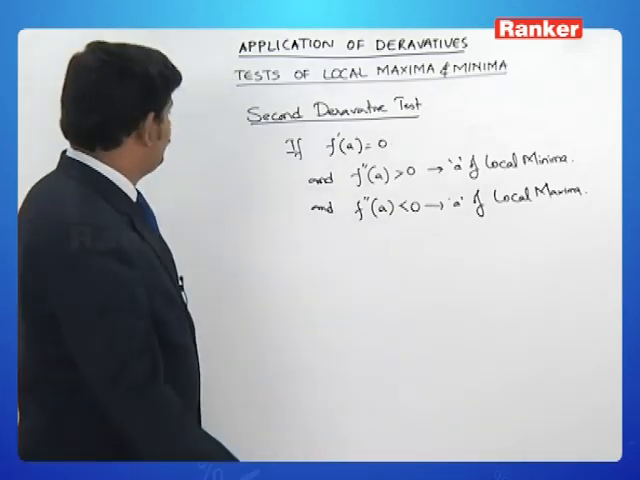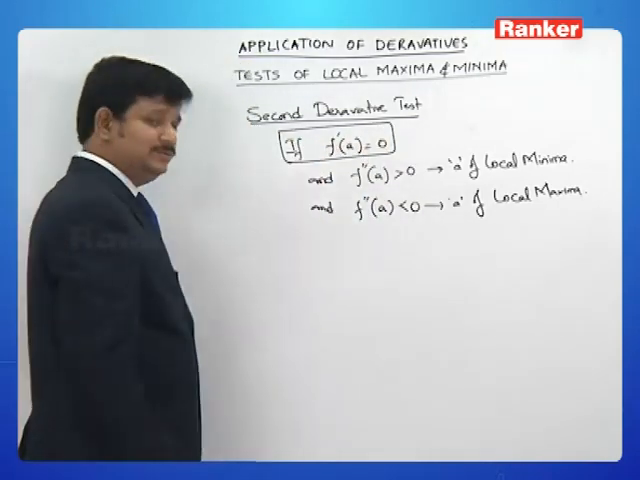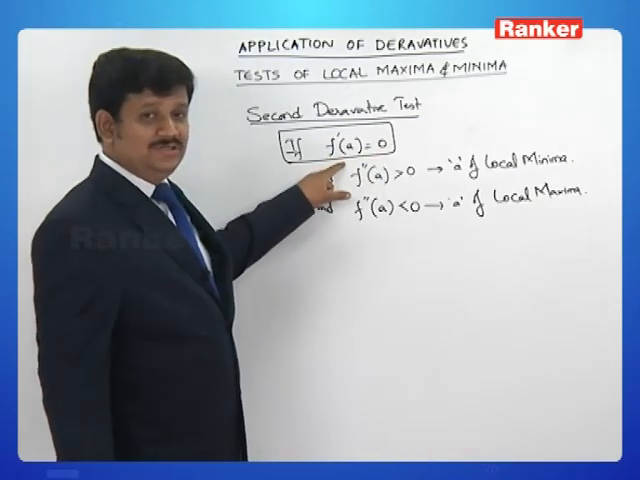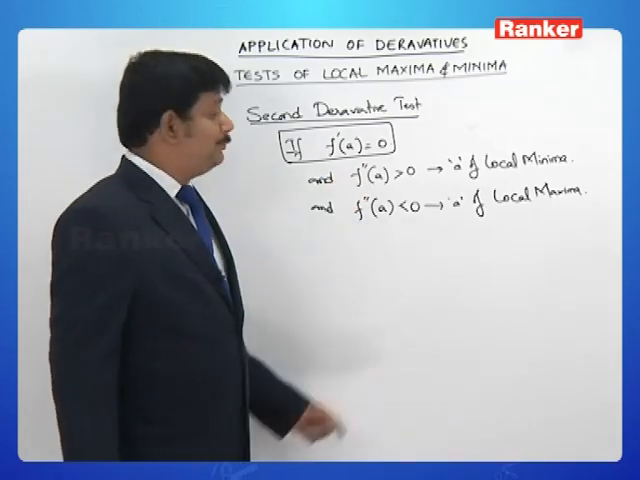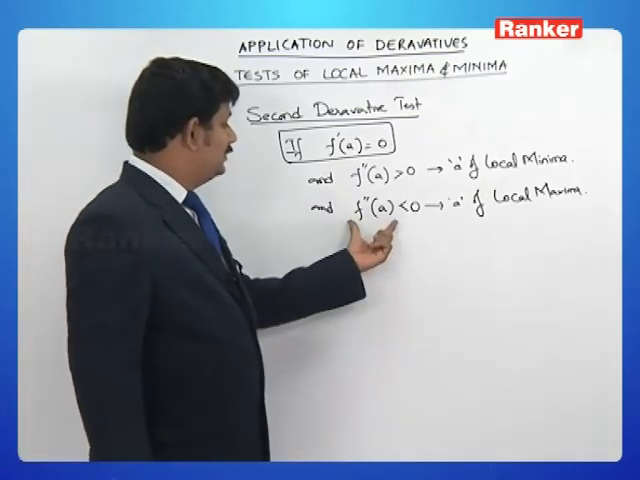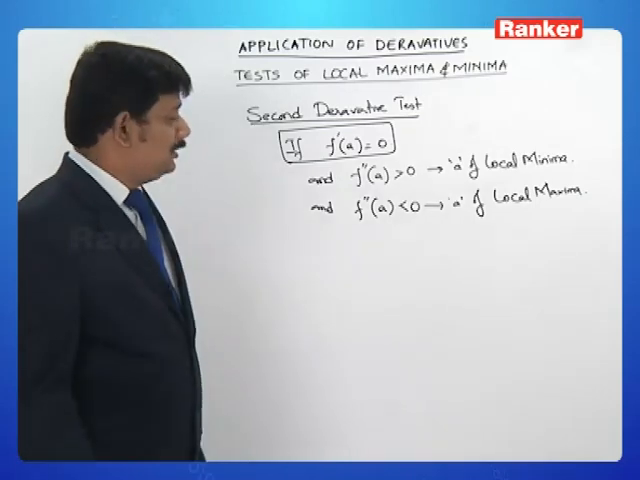In that case, we need to revert back to first derivative test and use first derivative test to achieve the result. So, in second derivative test, we check whether a point is critical point or not because of derivative being 0, and then we twice differentiate the function, f double dash of A at that particular point. If it comes out to be positive, then we say the point is a point of local minima, and if the double derivative comes out to be negative, we say A is a point of local maxima.